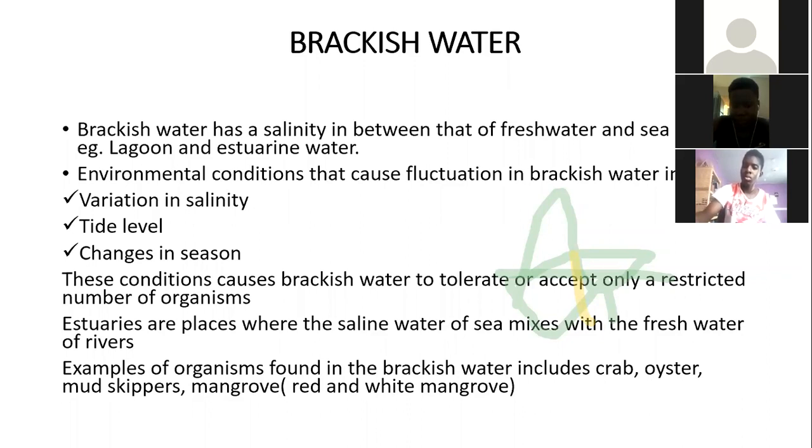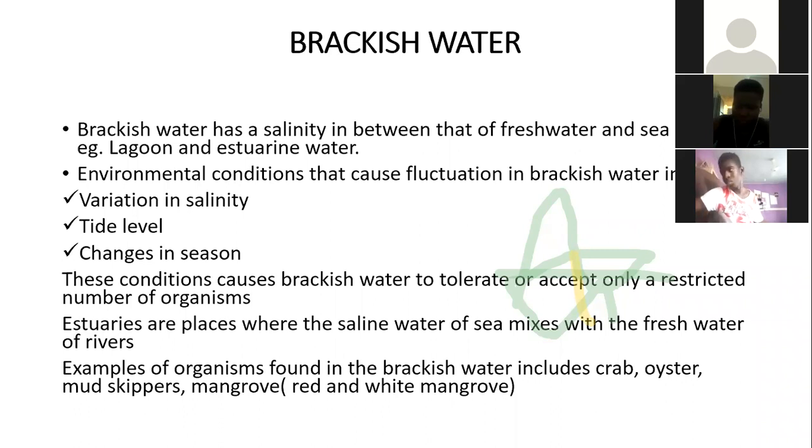Now, estuaries are places where the saline water of the sea mixes with the fresh water of rivers. So this is the point where freshwater and salt water meet and mix up. Estuaries.